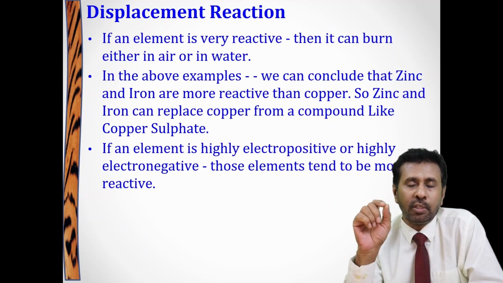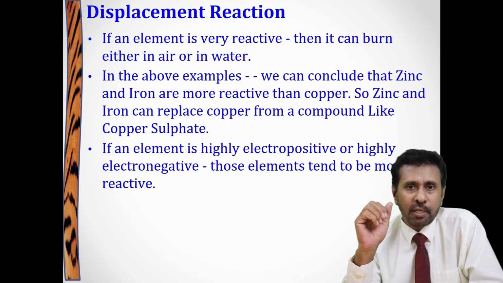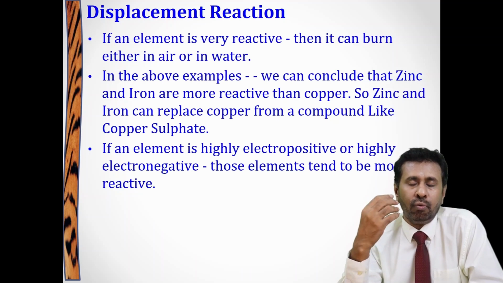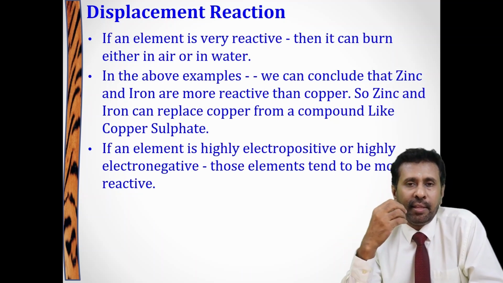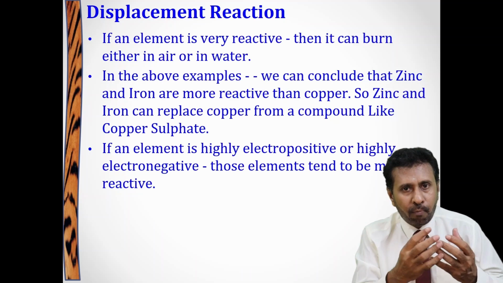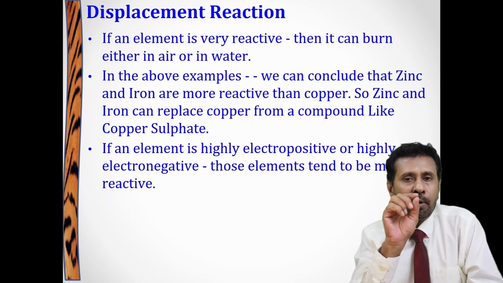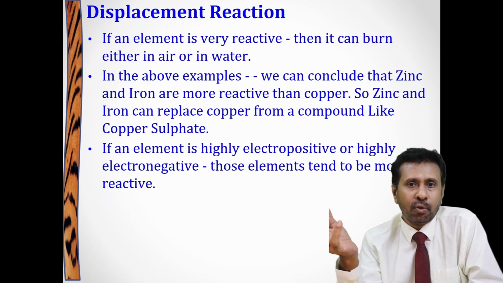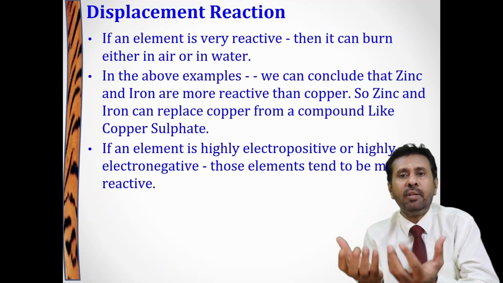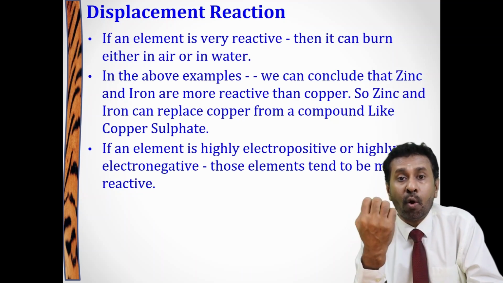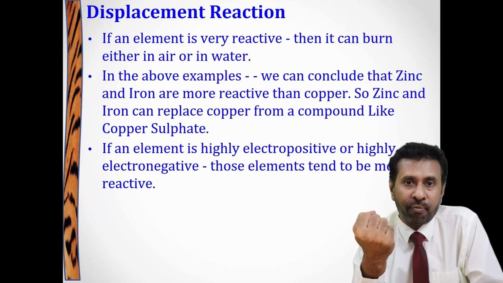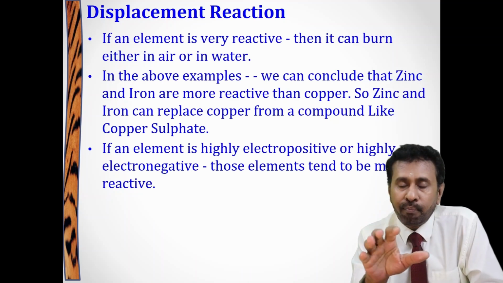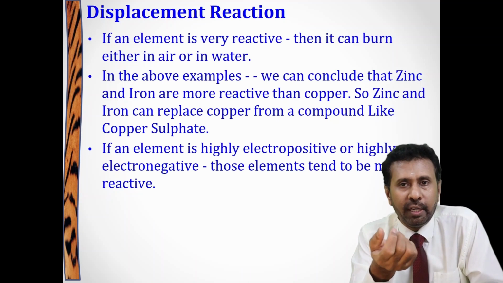Now what is electropositivity? Electropositivity is the ability of an element to lose 1, 2 or 3 electrons. When the electrons are lost, the number of protons becomes higher and it gains a positive charge. So metals usually are electropositive. And what is electronegativity? It is the ability of an element to attract electrons to itself and hold the electrons in a covalent bond. That is what electronegativity is all about. And non-metals are usually electronegative.